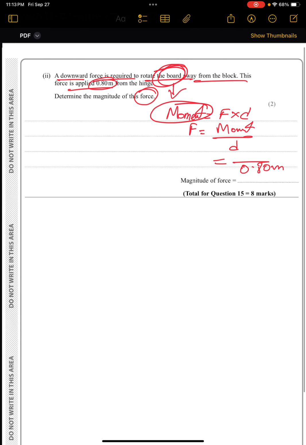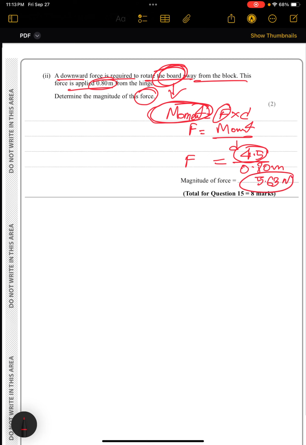So we have been asked to find out the force of that moment. In order to find out the force of that moment, we need the moment of the block. So the moment of the block is 4.5, which we have found out using the formula in the previous page. So the force will be 5.63 Newton. So exactly, we are done with question number 15.